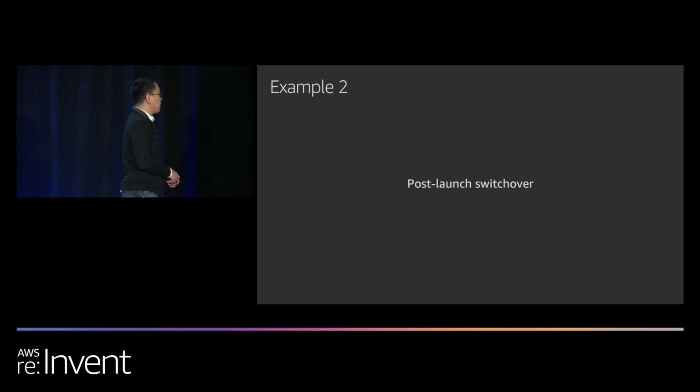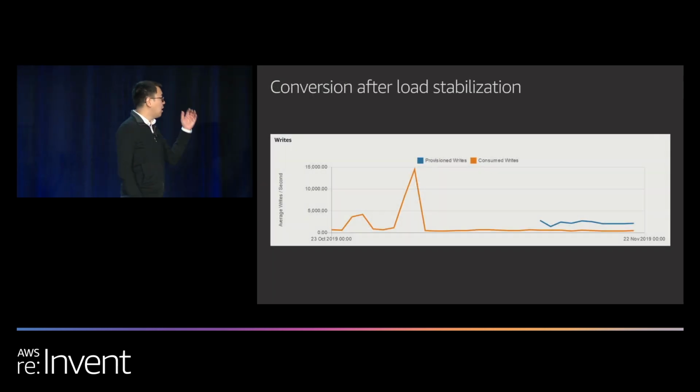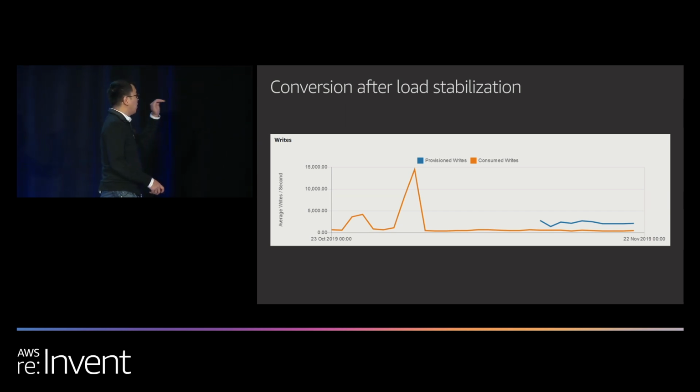The second example is when you do a post-launch switchover. So remember what I was saying earlier about you've got a big product launch ahead of you and you're not sure how much to provision? Here's an example of that. The yellow line is consumption, and the blue line is provisioned. And anywhere a blue line does not appear, that means the table is using on-demand mode. And what you can see here is that they had a big traffic spike.